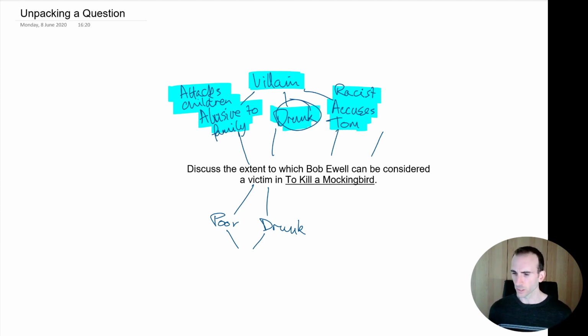I know there's a really good quote from Aunt Alexandra. I can't remember where it is in the novel. I'll have to refer back to my notes, but I'm going to write it down. The idea of classism that I've talked about before. I'm going to write down something about trash. Aunt Alexandra quote.